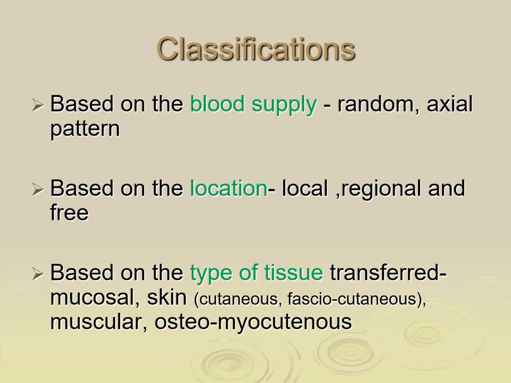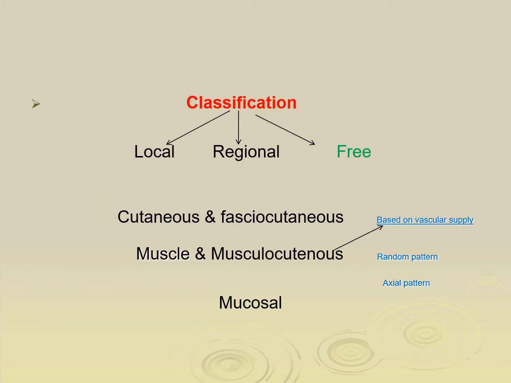So what is the classification based on the blood supply? Random and axial. Based on the location: local, regional, and free. Based on the type of tissue: mucosal and skin. That means cutaneous, fasciocutaneous, muscular, and osteomyocutaneous. Those are the types of flap. Classification: local, regional, and free; cutaneous, fasciocutaneous, muscular, and myocutaneous; and based on vascularity, random pattern and axial. These are the types of flaps commonly used.